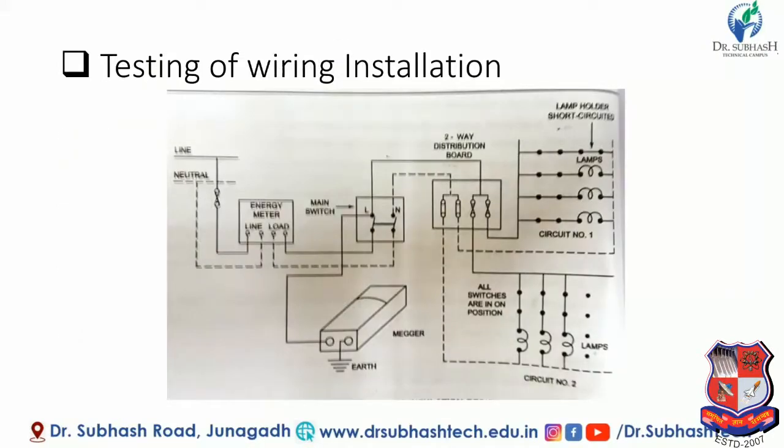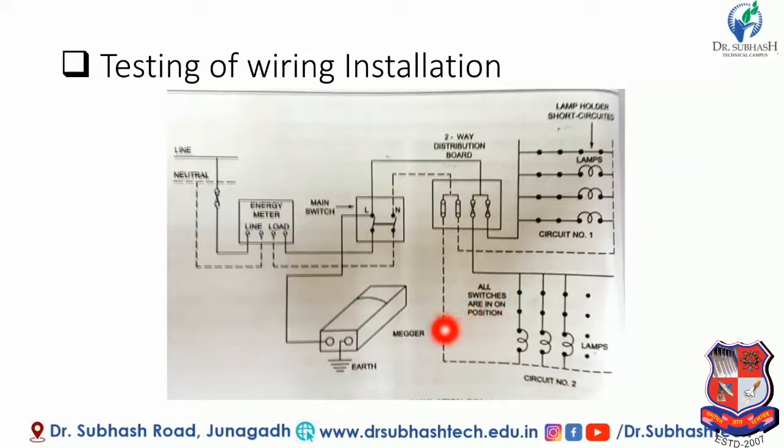Next is the testing of wiring installation. You have to ensure that each and every terminal is connected to each other and the line is returned to the neutral path. Here you can see the line is connected to one switchboard, then the energy meter connection. It is incoming from the supply line and goes to the main switch, and from there to a two-way distribution board. One is circuit number 1 and the second is circuit number 2.